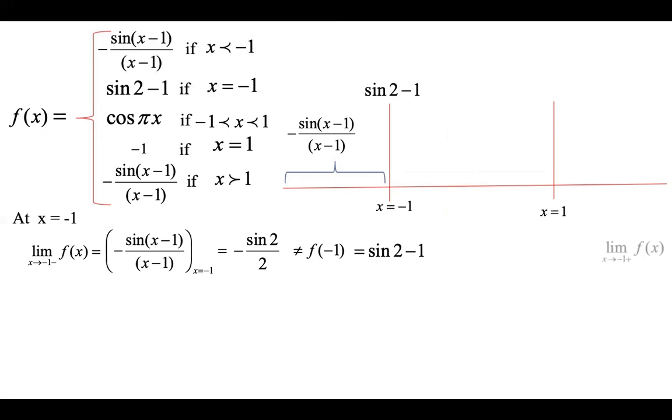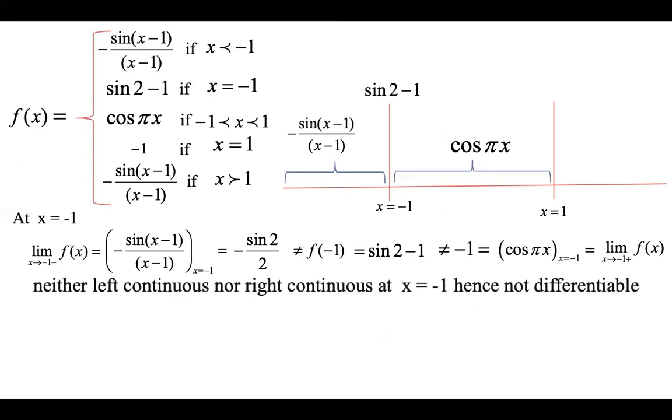Right limit I am calculating, right limit. So in the right side of minus 1, function is given by the formula cos pi of x. That cos pi of x at x is equal to minus 1 we calculated. We got it to be the minus 1. That is also not f of minus 1. So left limit is not the value of the function. Right limit is also not the value of the function. And left limit and right limit are also not equal. Therefore, the function is a discontinuous function at x is equal to minus 1. Neither left continuous nor right continuous at x is equal to minus 1. Hence, it is not differentiable.